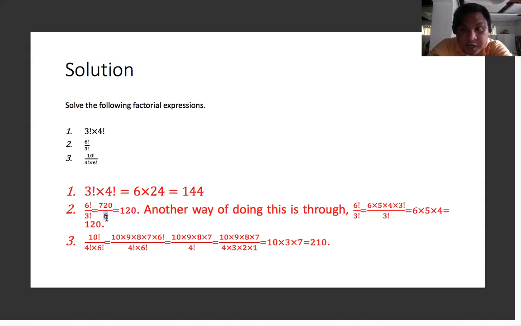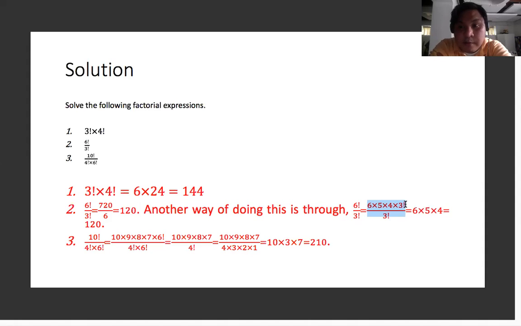Now, another way of doing this, if you don't have technology available to you, and you are asked to compute for the exact value, you can do so by trying to simplify first particular expressions. Now notice, 6 factorial can be expanded into 6 times 5 times 4 times 3 factorial, following the first property of factorials we mentioned earlier.